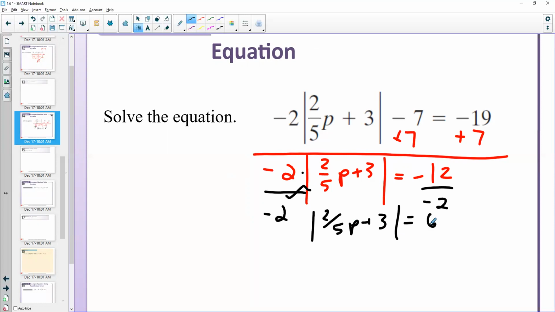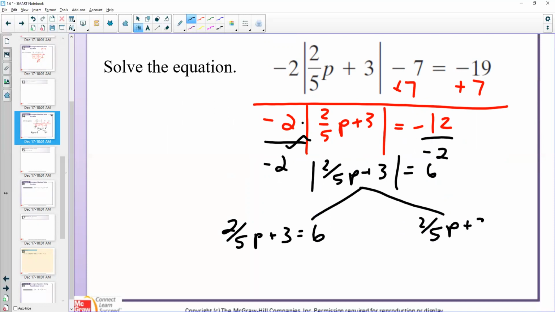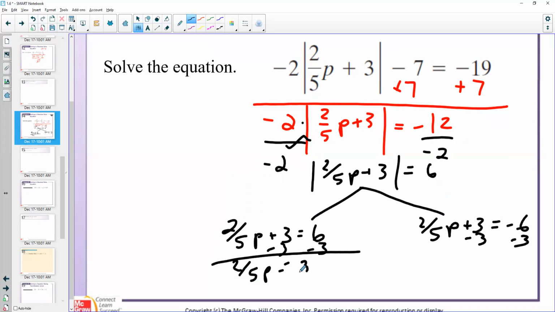All right, great. Now I'm at my standard form, absolute value of x equals a. Now I'm going to make my two cases. 2/5 p plus 3 equals 6, and 2/5 p plus 3 equals negative 6. All right, and then I'm going to solve, just like I did before. Just be careful of your math. 2/5 p equals 3. And over on this side, I get 2/5 p equals negative 9.